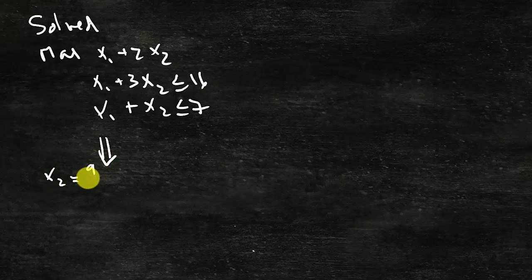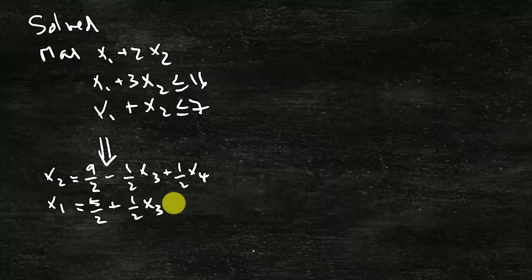9/2 minus a half x3 plus a half x4, and that x1 is equal to 5/2 plus a half x3 minus 3/2 x4.